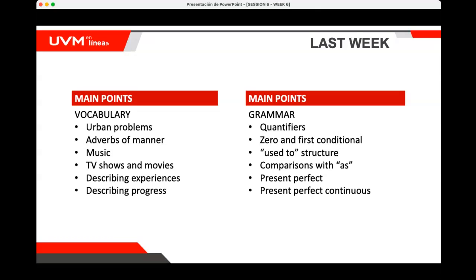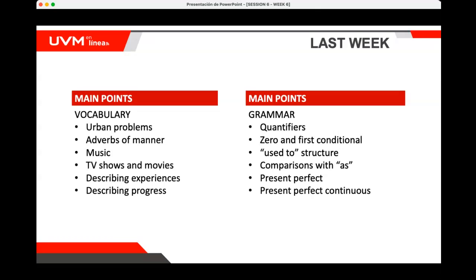The first one is for facts, scientific things, and logical deductions; that is the main meaning of the zero conditional. Then the first conditional is for real possibilities in the future, and we talked about the combination of the verbs in these conditional sentences. Zero conditional: present plus present. First conditional: present plus future.